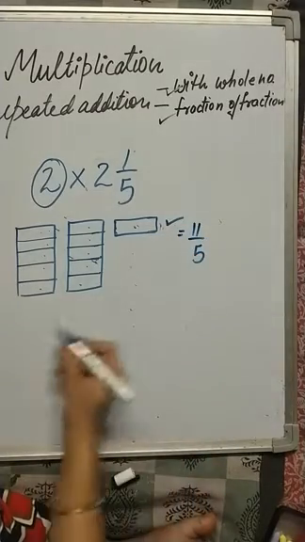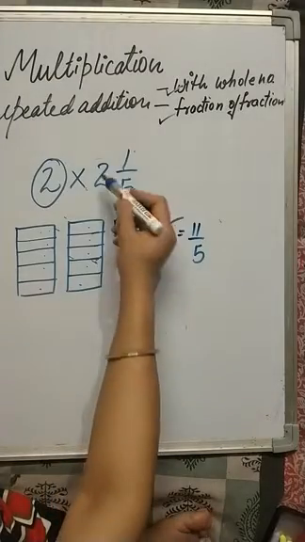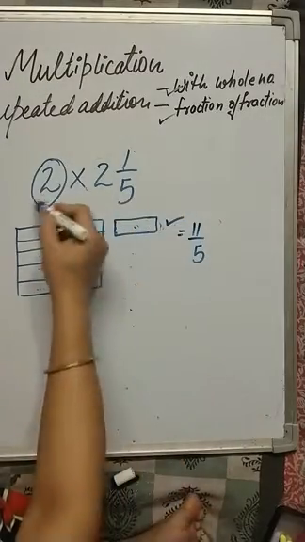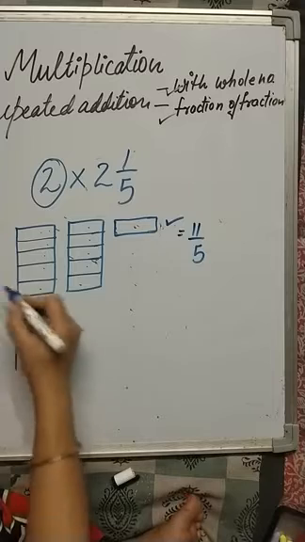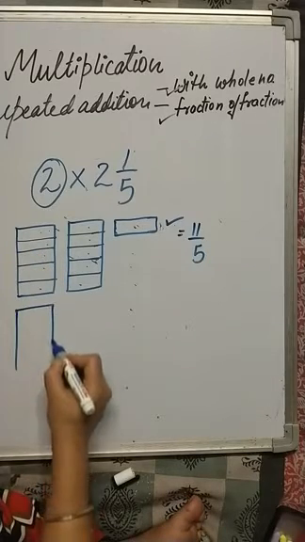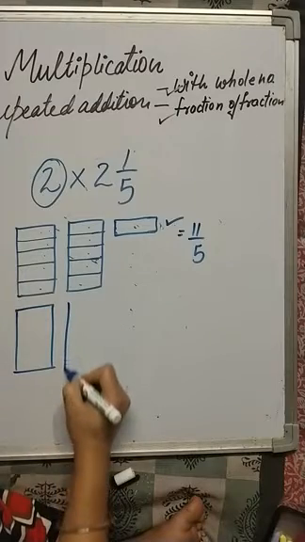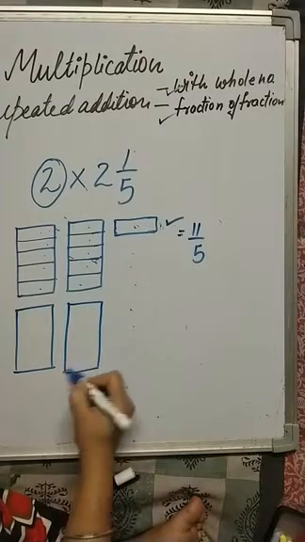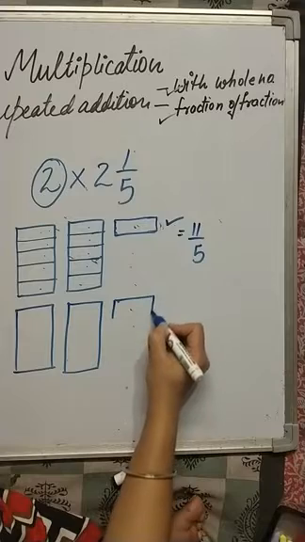How many times are we getting 11 fifths? Twice. We are getting 2 full and 1/5 twice. So it means one time I have received, and now the second time, again the same chocolate of the same piece size, I am getting one more.